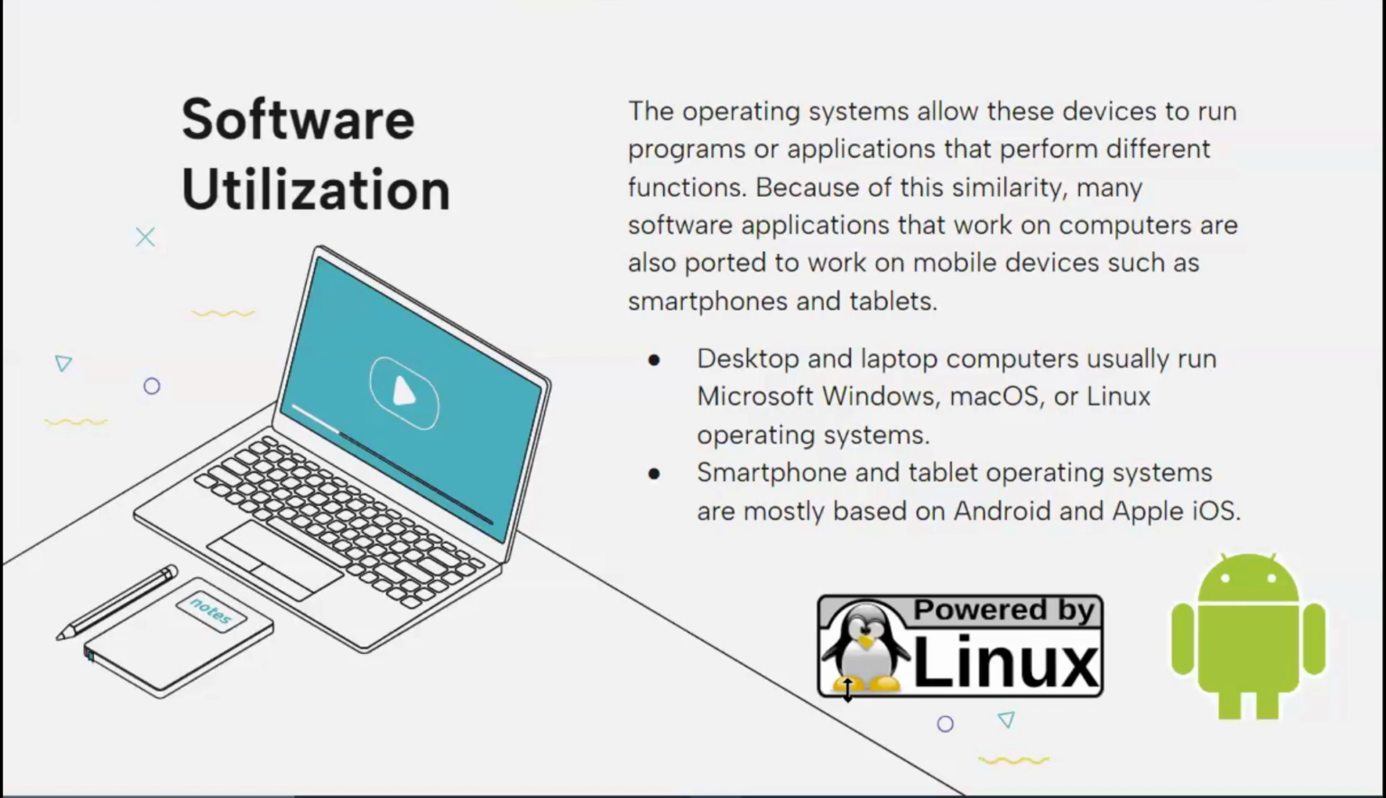Because of this similarity, many software applications that work on computers are also ported to work on mobile devices, such as smartphones and tablets. Desktop and laptop computers usually run Microsoft Windows, Mac OS, or Linux operating systems. On the other hand, smartphone and tablet operating systems are mostly based on Android and Apple iOS.